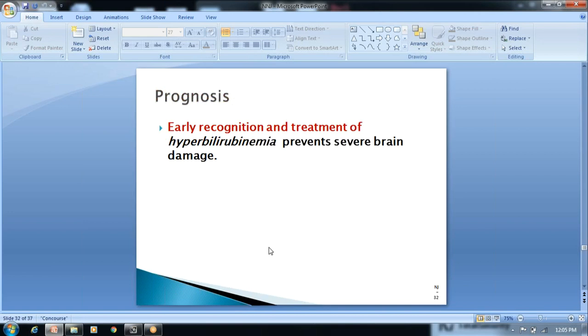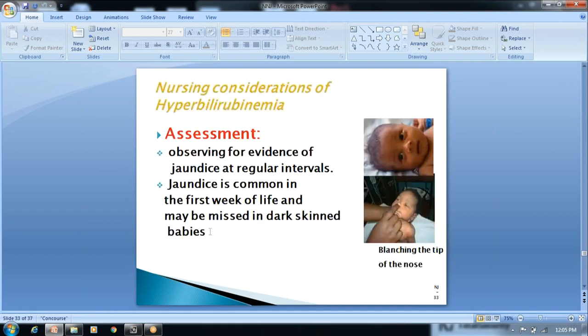Our aim is early recognition of neonatal jaundice. Then early treatment is very important to prevent brain damage, to prevent cardiac arrest, and not to go into cerebral palsy.